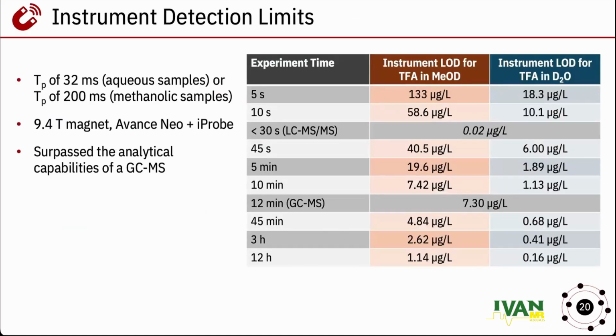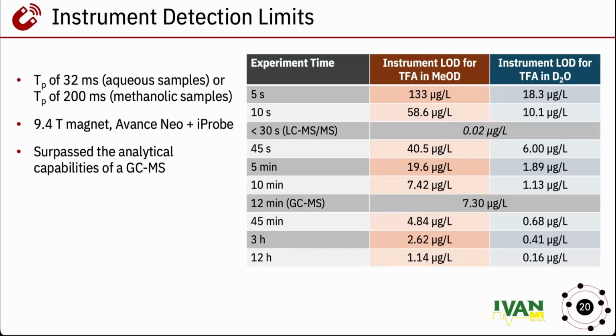So what does this actually mean then? We have a really nice method. It works really well. What can we do with it? I'm showing you here the instrument detection limits for TFA in methanol or in D2O or H2O. And this is concentration in the actual NMR tube. And what you're seeing is that for the methanol, we're doing quite well. But the aqueous analysis is where the method really starts to shine.